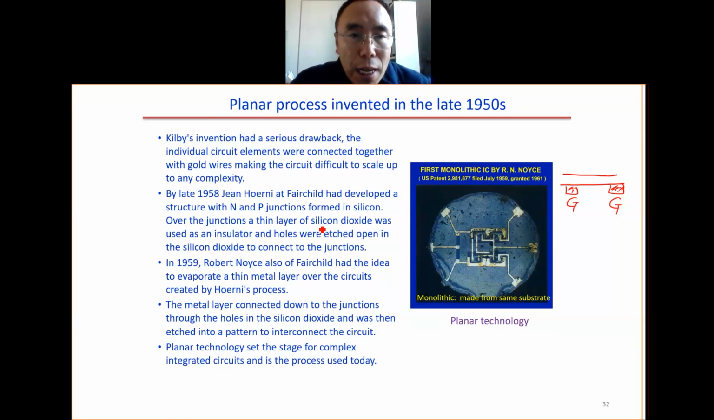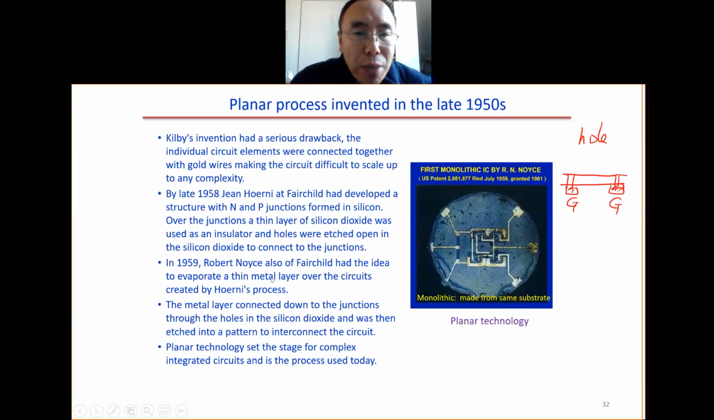So first, you grow a silicon oxide layer. You grow a silicon dioxide layer. But this is a very good insulating material. Then you pattern and drill some holes. You drill holes here and drill holes here, by the lithography and etching process. Then you have the holes.